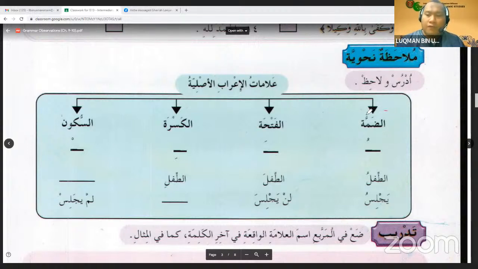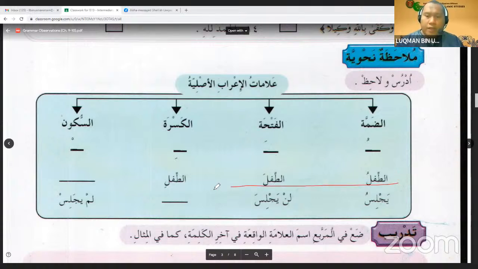So we have the first al-dhamma. So these are the vowels. Al-fatha, al-dhamma. It looks like a small wow. Al-fatha is a small diagonal stroke above the letter. Al-kasra is a small diagonal stroke below the letter. As-sukun is a small circle above the letter. Okay, so these are the alamatul i'rab al-asliyah, the default, the original ending signs of words.